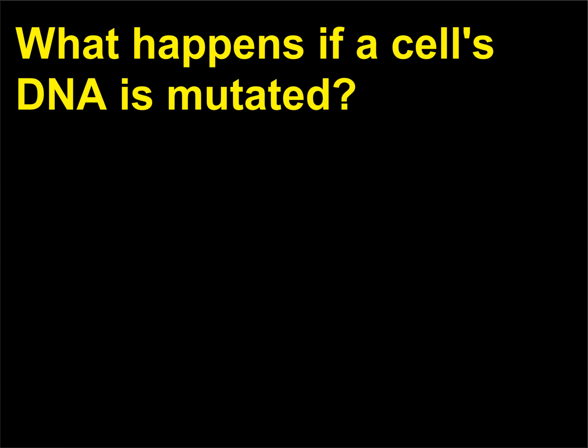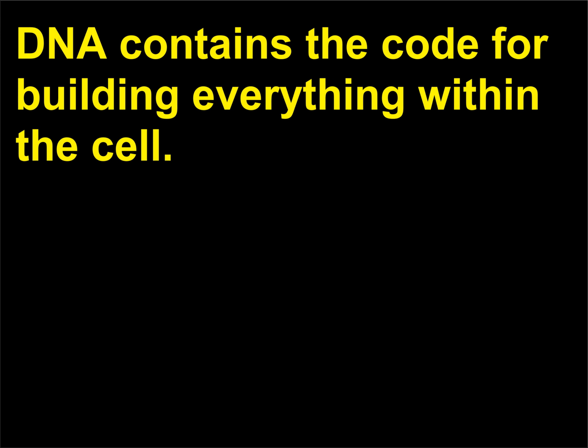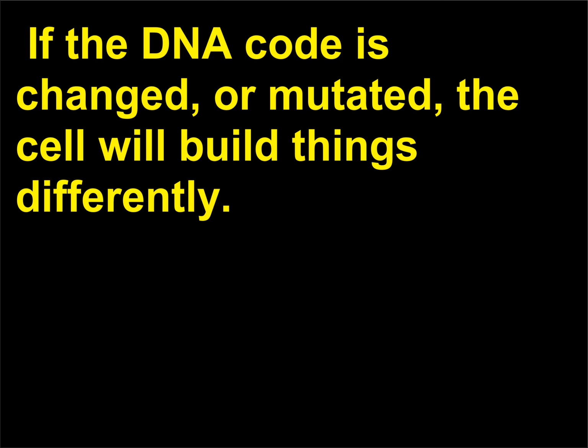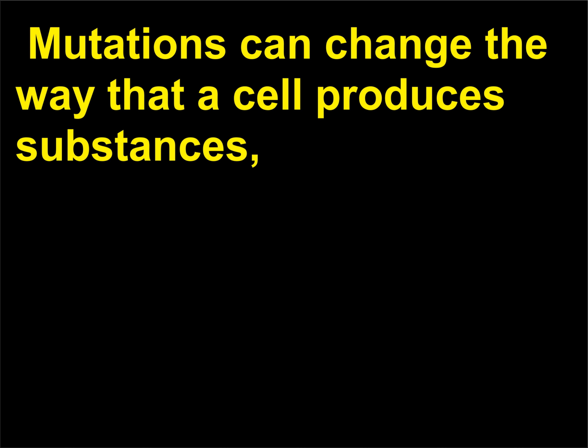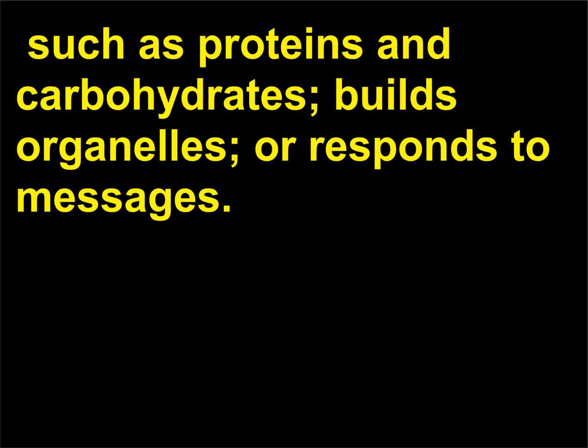What happens if a cell's DNA is mutated? DNA contains the code for building everything within the cell. If the DNA code is changed, or mutated, the cell will build things differently. Mutations can change the way that a cell produces substances, such as proteins and carbohydrates, builds organelles, or responds to messages.